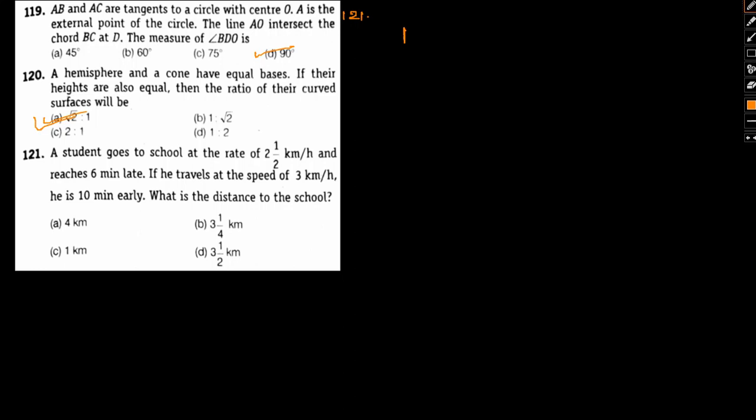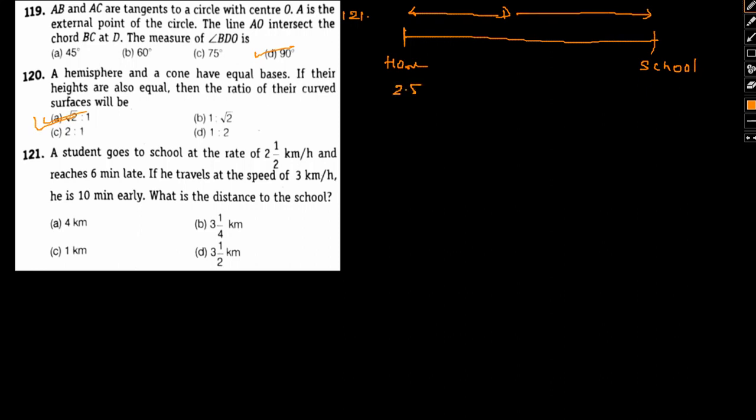Okay, so let me just draw these things up. Say this is home to school. Okay, so let D be the distance. So if he travels at 2.5 km per hour, he reaches 6 minutes late. Okay, so he reaches t plus 6, and t here will be nothing but total distance by his usual speed.